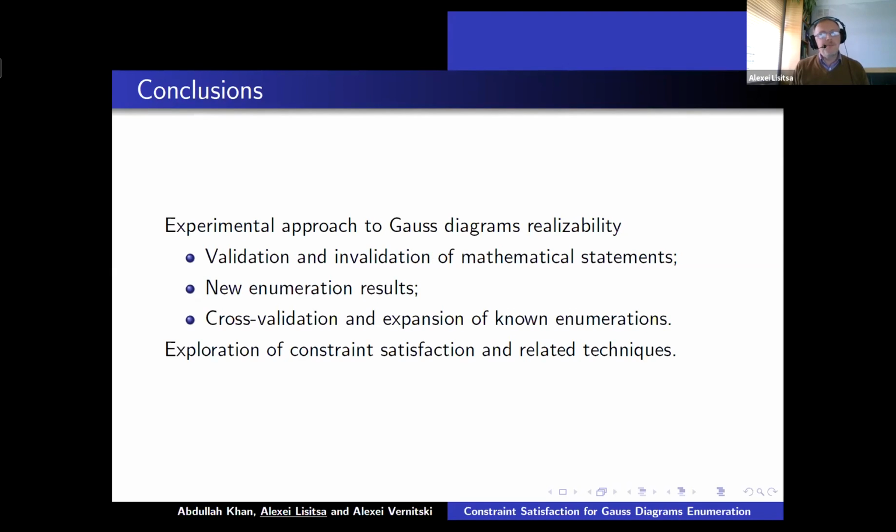We demonstrated an experimental approach, which uses constraint satisfaction and related techniques. From the viewpoint of mathematical applications, you see it here: validation of some statements, invalidation, new enumeration results, cross-validation and explanation of known enumerations. But it also gives a very good field to explore various constraint satisfaction techniques and their variants, in order to do efficient exploration of solutions, efficient exploration of such structures.